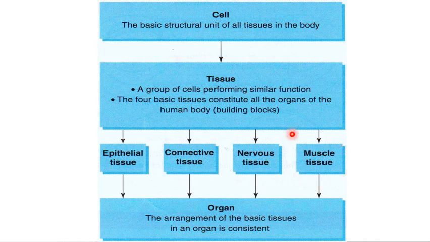And all these 4 basic tissues constitute to form an organ. And similar functioning organs form an organ system, and different organ systems will form a complete human being.